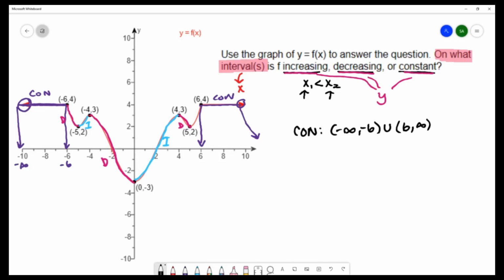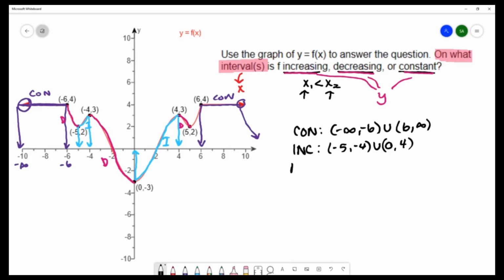So then let's write down the intervals of increasing. And those are the blue intervals that you see. And remember, we're going to be writing down the intervals of x. So this interval of x starts at negative 5 and goes to negative 4. And then we have an interval of x which starts at 0 and goes to 4. And remember, this book uses open intervals, which is why I'm using parentheses on this.